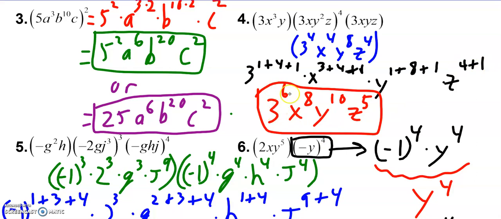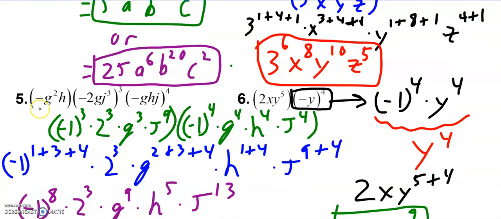And this simplifies to 3 to the 6th, x to the 8th, y to the 10th, and z to the 5th. Similar to the last problem, if you want to actually evaluate 3 to the 6th, that's fine. It doesn't matter for the purpose of this problem.